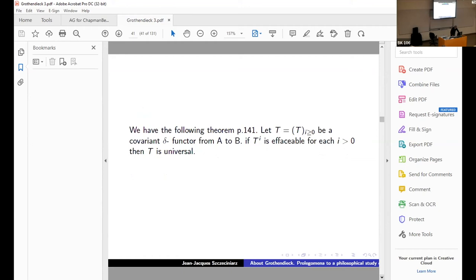And we have the following theorem. Let T equal (T^i), i at least zero, be a covariant delta functor. If T is effaceable for each i greater than zero, then T is universal.